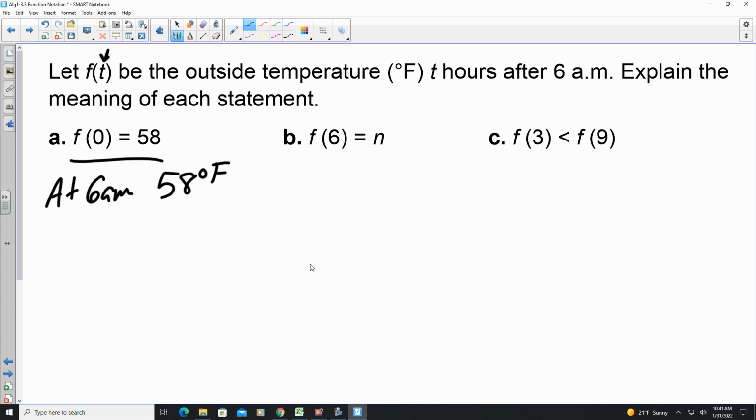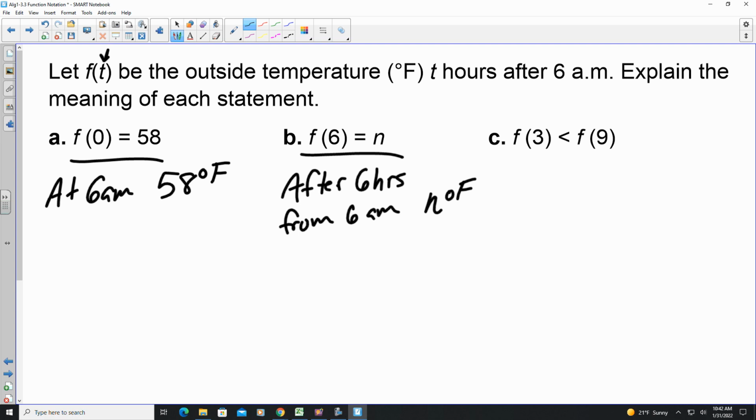For the second example, it says f of 6 is equal to n. So they're saying that after 6 hours from 6 a.m., it is now going to be n degrees Fahrenheit.